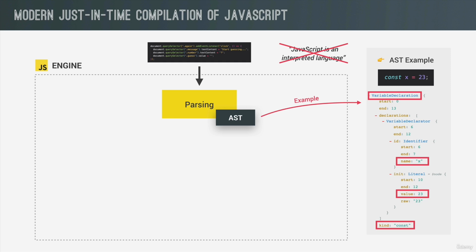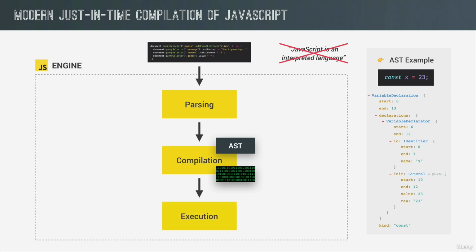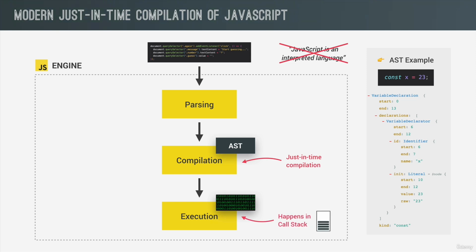Anyway, the next step is compilation, which takes the generated AST and compiles it into machine code, just as we learned in the previous slide. This machine code then gets executed right away, because remember, modern JavaScript engines use just-in-time compilation. And remember, execution happens in the JavaScript engine's call stack. But we will dig deeper into this in the next lecture. Alright, so far so good. We have our code running, so we can finish here, right?